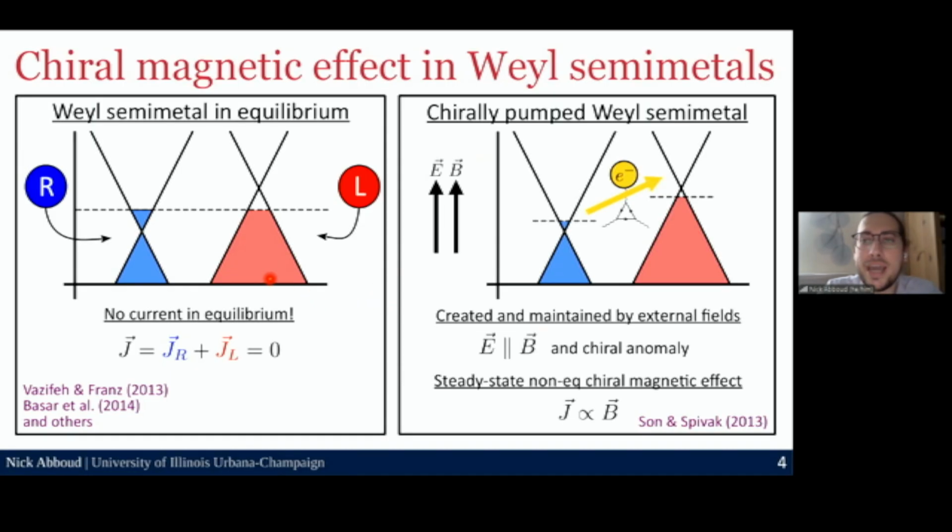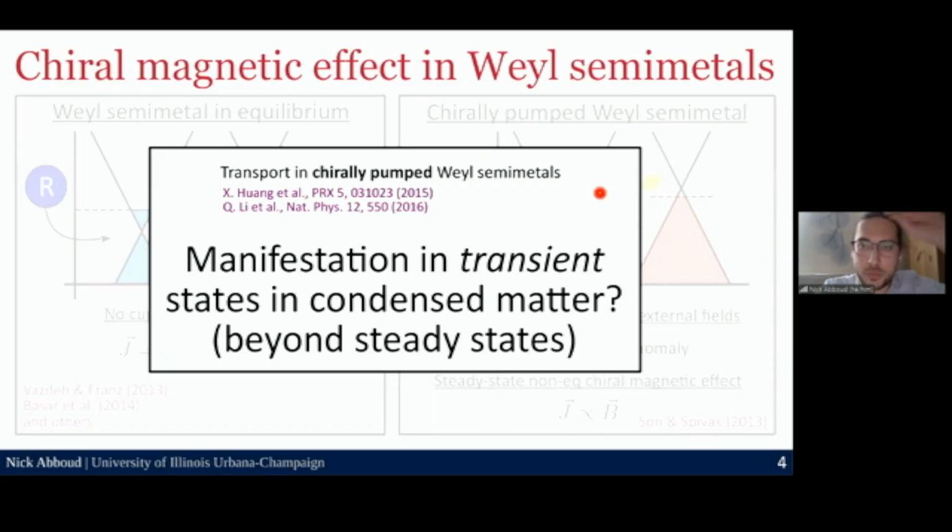So the system needs to be driven out of equilibrium, and one nice way of doing that is by leveraging the chiral magnetic effect itself, which says that in static electromagnetic fields, charge can be pumped from one node to the other, and then eventually this balances with scattering processes to maintain a steady state non-equilibrium configuration in which there can be a net chiral magnetic effect. And there's good experimental evidence in these steady states going back about 10 years. But it's also interesting to ask whether and how this can manifest in transient states in condensed matter. And certainly from the experimental perspective, this is less explored.